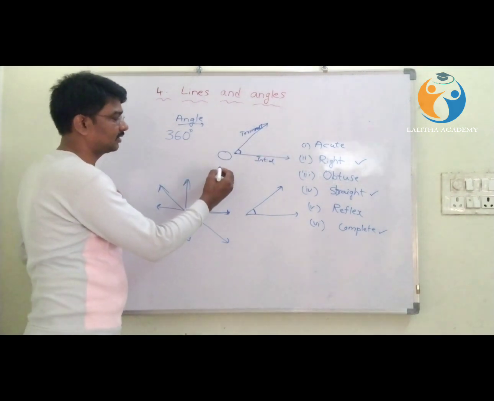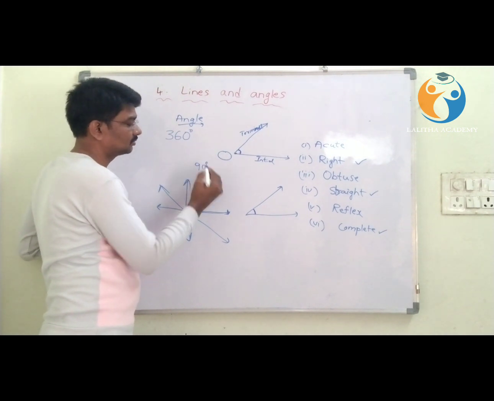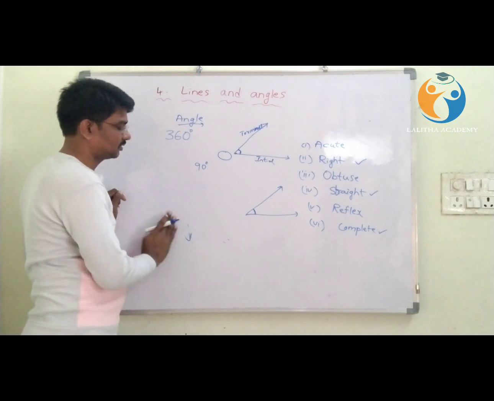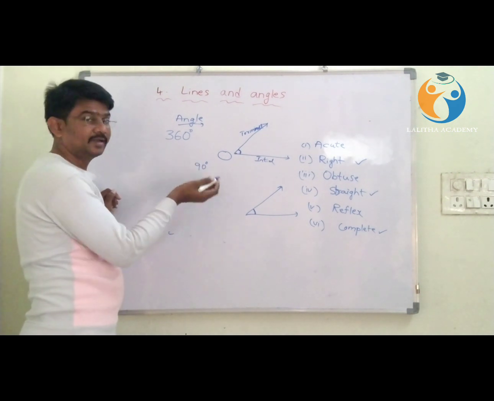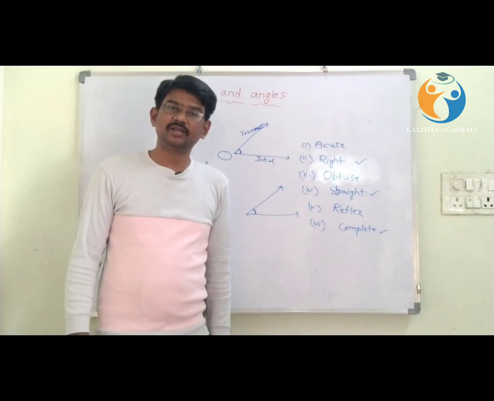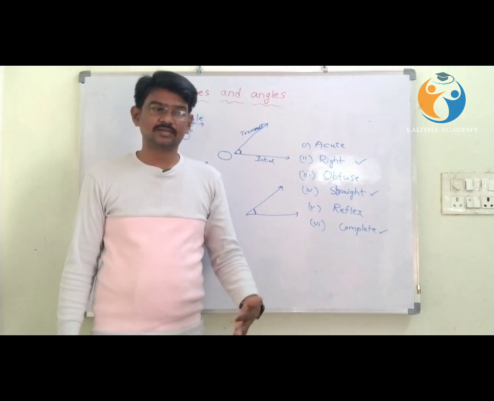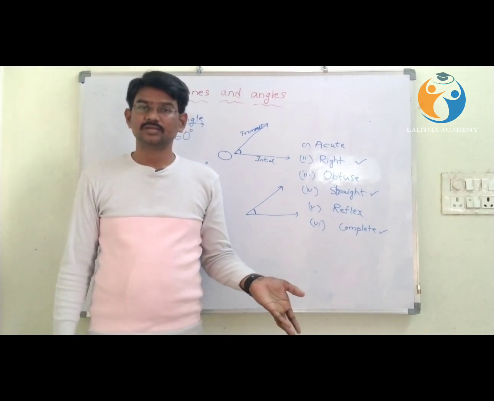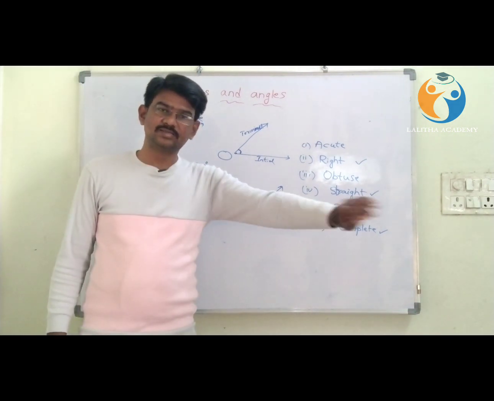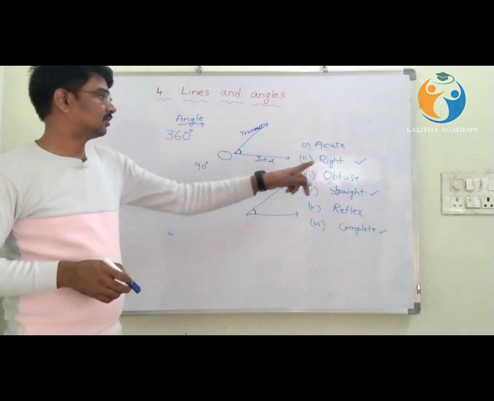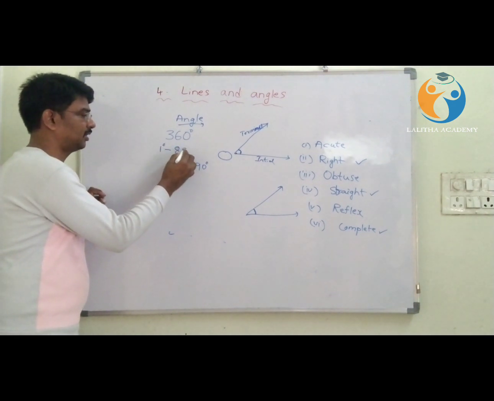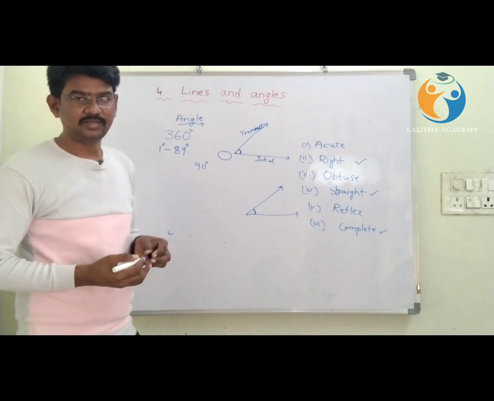What is the value of a right angle? 90 degrees is called a right angle. Below 90 degrees, what are the possibilities? 1 degree, 2 degree, 5 degree, 10 degree, 11 degree, 13 degree, 25 degree, 40 degree, 80 degree, 81 degree, 89 degree, 88 degree, 76 degree. All these angles are called acute angles. Any number from 1 degree up to 89 degrees.